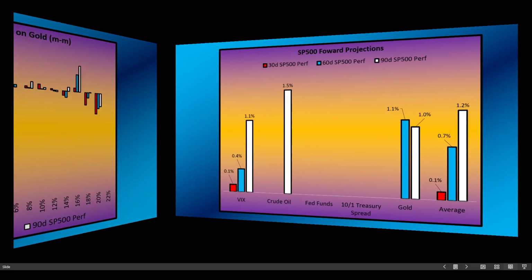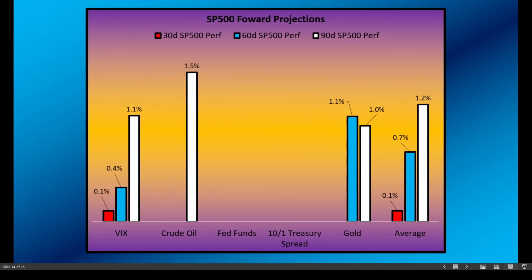Well, we take all this and put it together, and we know that the VIX has been down about 34%. Crude oil is moderate. The federal funds rate hasn't changed. The 10-1 Treasury spread is up just a little bit. Gold is flat. We take all these together. What does that forecast for our markets on the 30, 60, and 90 days moving forward? And this is not a trade recommendation. It's very simply taking a look at over 20 years of data and historically when we've fallen under these situations, how can we expect the market to behave?